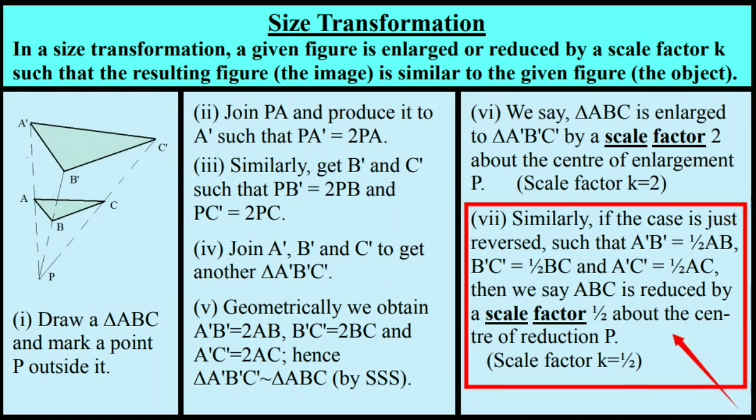Point number 7. If the case is just reversed, it means if the sides of the image triangle A dash B dash C dash are half the corresponding sides in the triangle ABC, then we say that the image is reduced and the scale factor is 1 by 2.